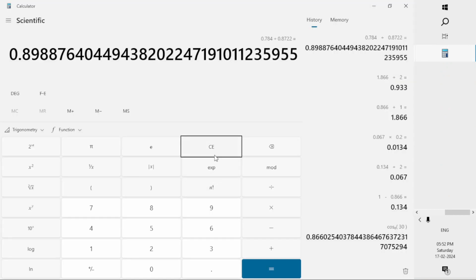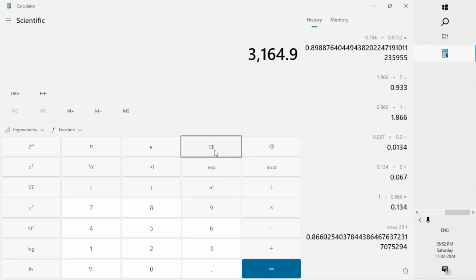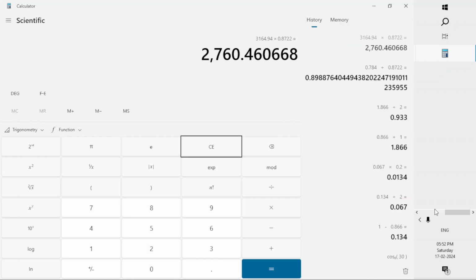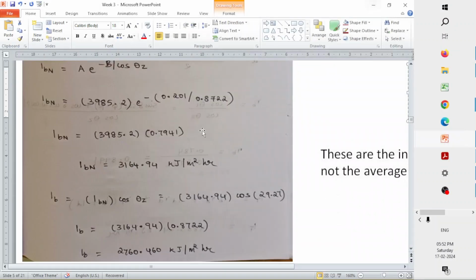3164.94 into cos of theta z, that is cos of 29.27, and that value will be 0.8722. So we get 2760.460 kilojoule per meter square hour.